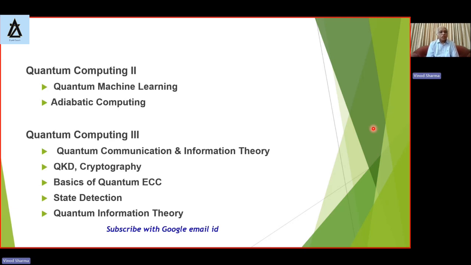In quantum computing 3, we will discuss quantum communication and function theory, QKD, cryptography, basics of quantum ECC, error correction codes, state detection, and quantum information theory.